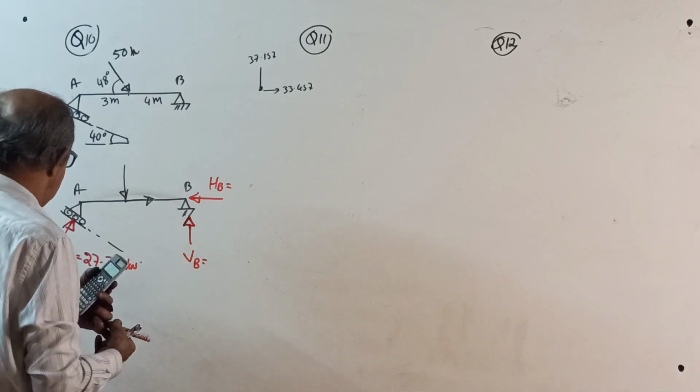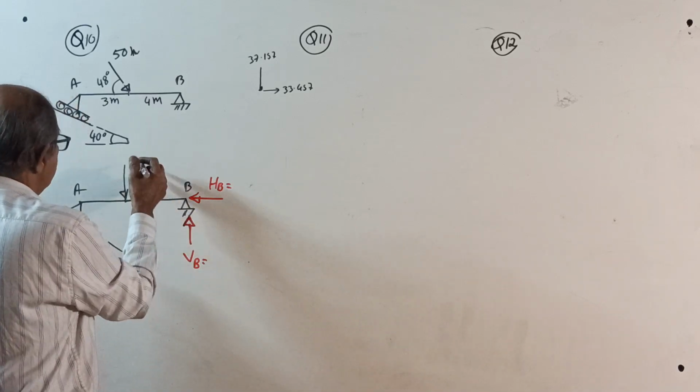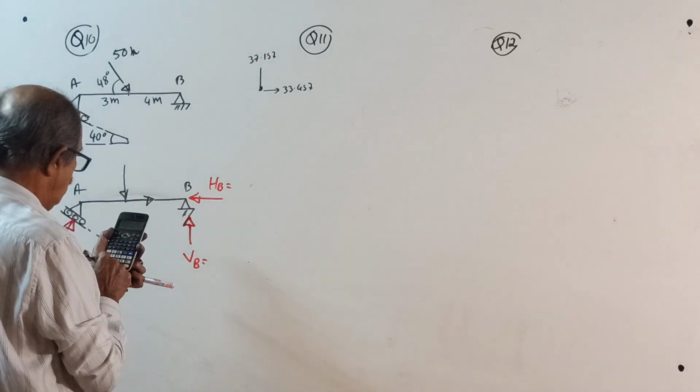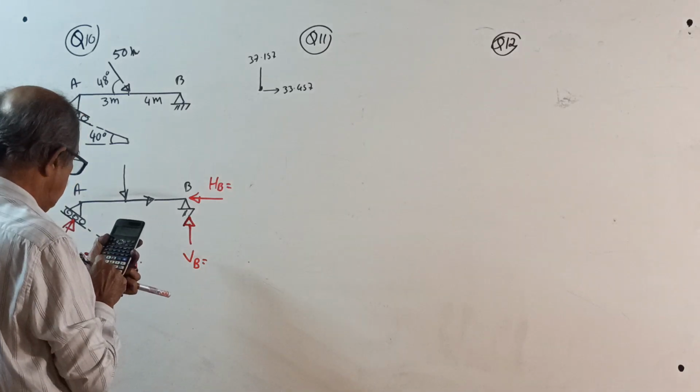Then this load I will not write. This reaction is 37.157 minus 27.717.